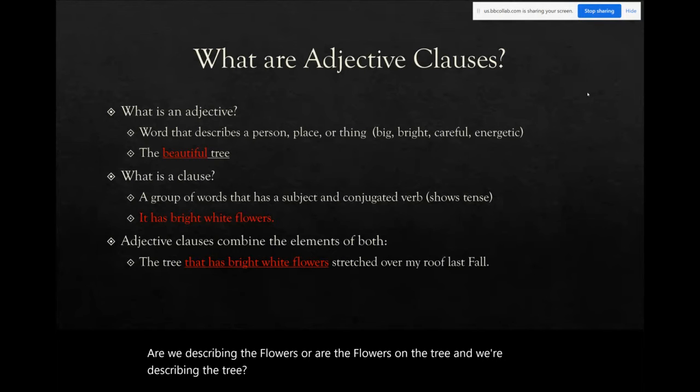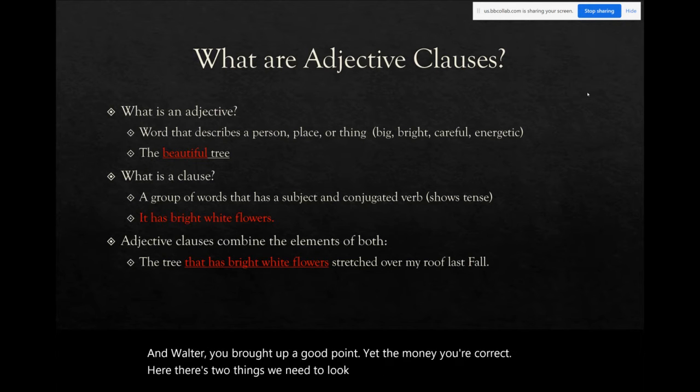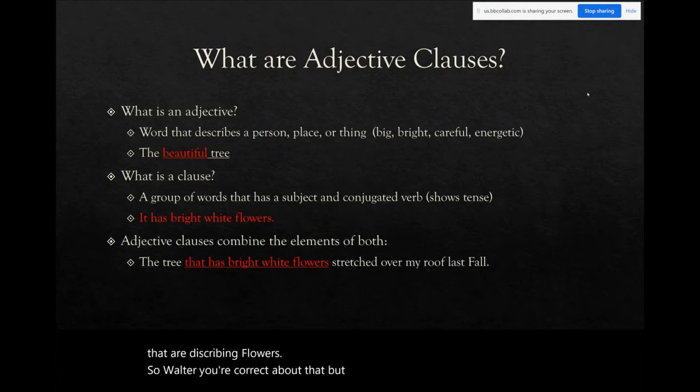The tree. Yes. And Walter, you brought up a good point. Yeah, Amani, you're correct. Here, there's 2 things we need to look at. Bright and white are adjective words that are describing flowers. So, Walter, you're correct about that. But the whole clause that starts with that, all of these words are all describing the tree.